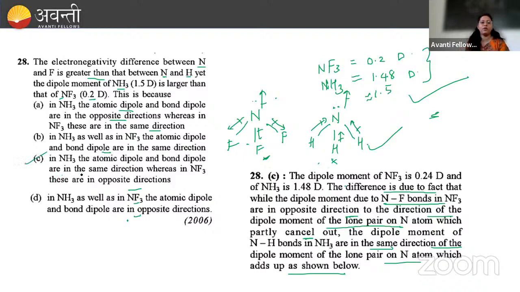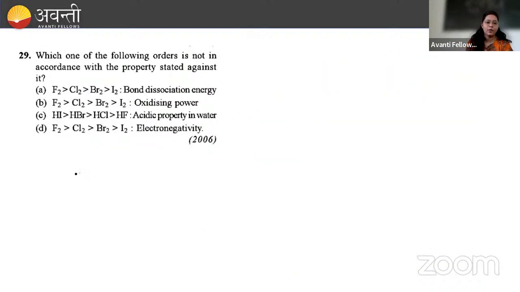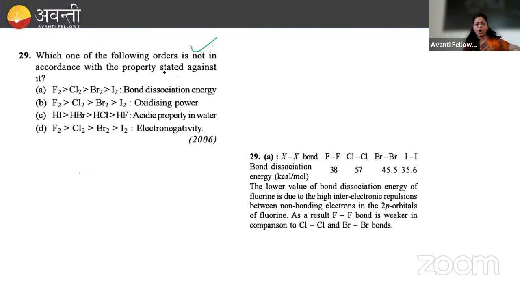Next, which one of the following orders is not in accordance with the property stated against it? So here we again have the same type of problem, where the property is given and we need to find for which the order is not matching. Okay, order is not matching. First, F2, Cl2, Br2, I2 bond dissociation energy. Here you can see the bond dissociation energy for these is 38, 57, 45.5 and 34.6. So the lower value of bond dissociation energy is obtained for fluorine.